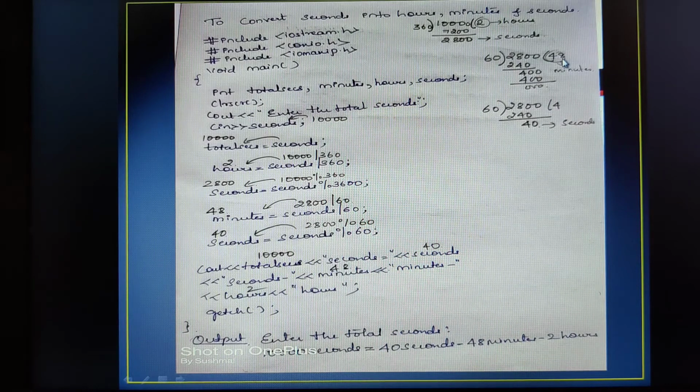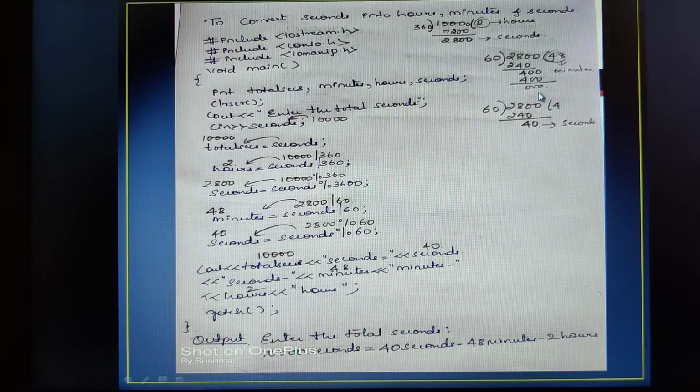6 sixes are actually what it should be, not 8s. If I consider 6 eights, it will become 480, which is more. So it should be 6, not 8. It's a slight mistake here. 6 sixes are 360. So 400 minus 360. When I get the total answer here, I got the remainder as 40.